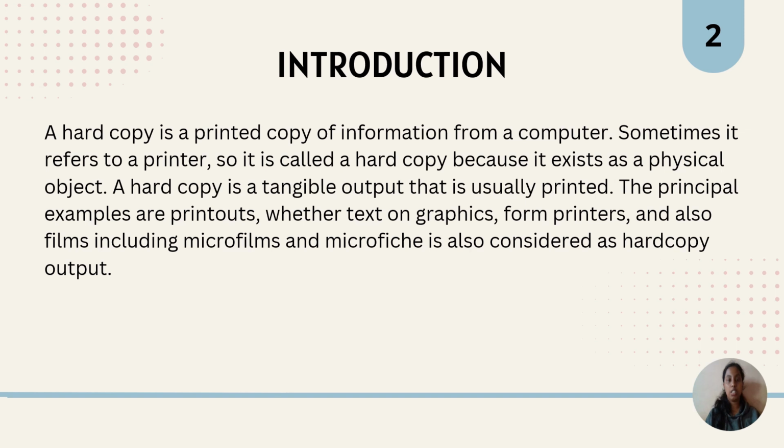A hard copy is a printed copy of information from a computer. Sometimes it refers to a printer. It is called a hard copy because it exists as a physical object. A hard copy is a tangible output that is usually printed. The principal examples are printouts, whether text or graphics, from printers, and also films including microfilms and microfiche are considered as hard copy output.